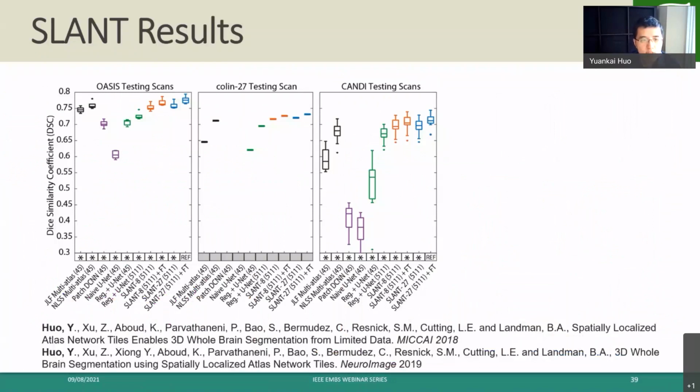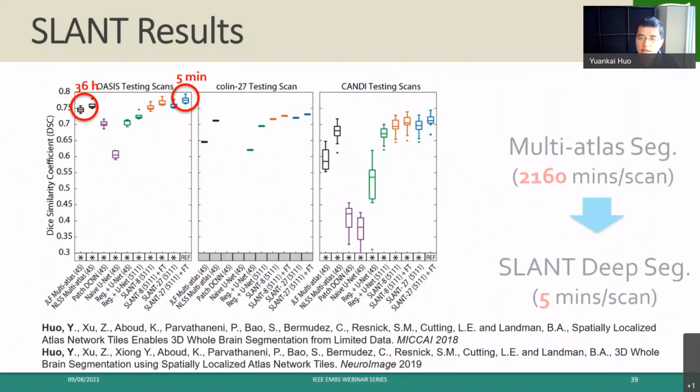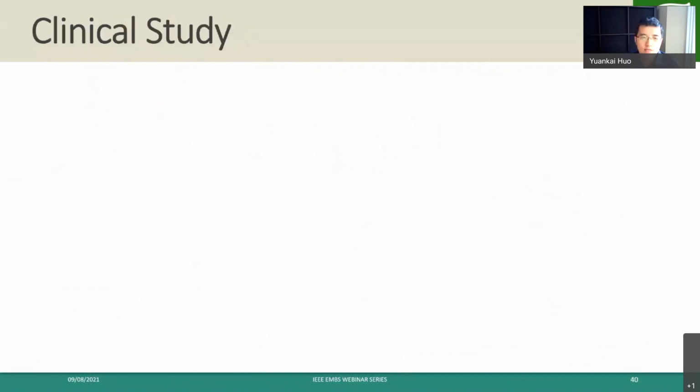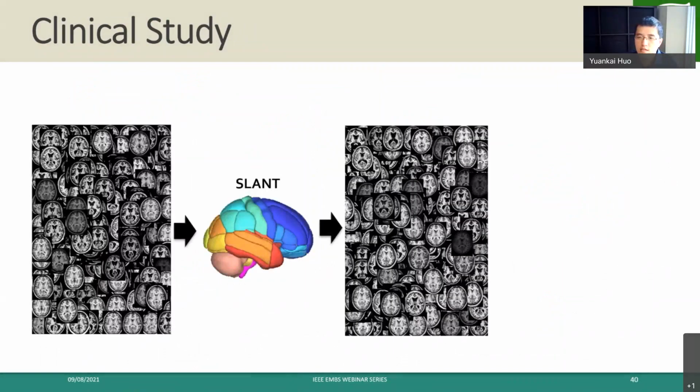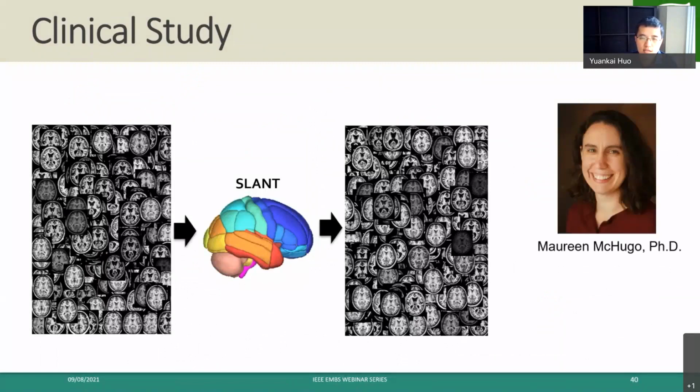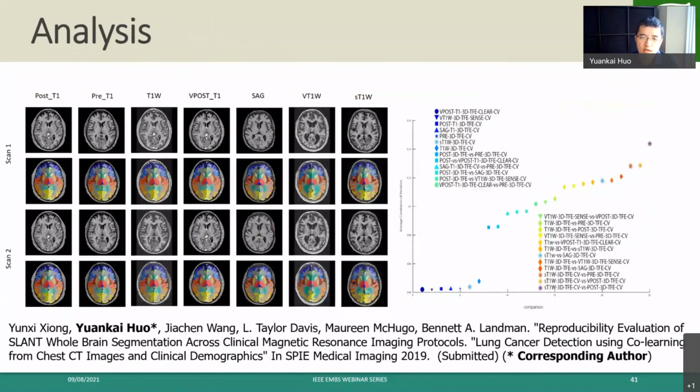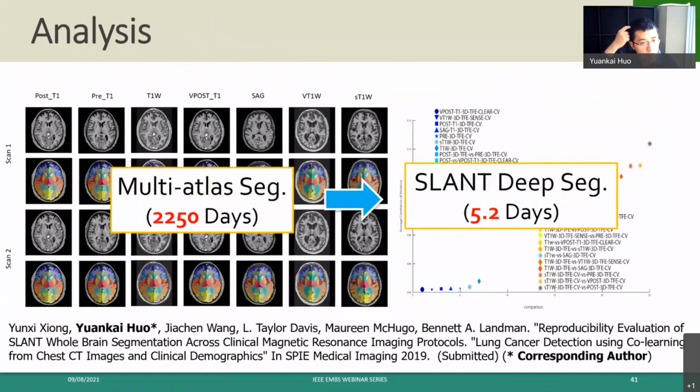Okay, so here is the result. The traditional multi-atlas segmentation can take like 36 hours for segmenting each patient. Now we have a 5-minute solution with higher dice similarity. So we reduce a time-consuming task to 5 minutes. With this technology, we can do some large-scale clinical studies. We collaborated with clinical neuroscientists to segment 1,500 clinically acquired CT scans and evaluate performance. Using traditional multi-atlas segmentation on a single machine, we would need 2,000 days. And with the deep learning technology, we can segment all 1,500 scans in 5.2 days.